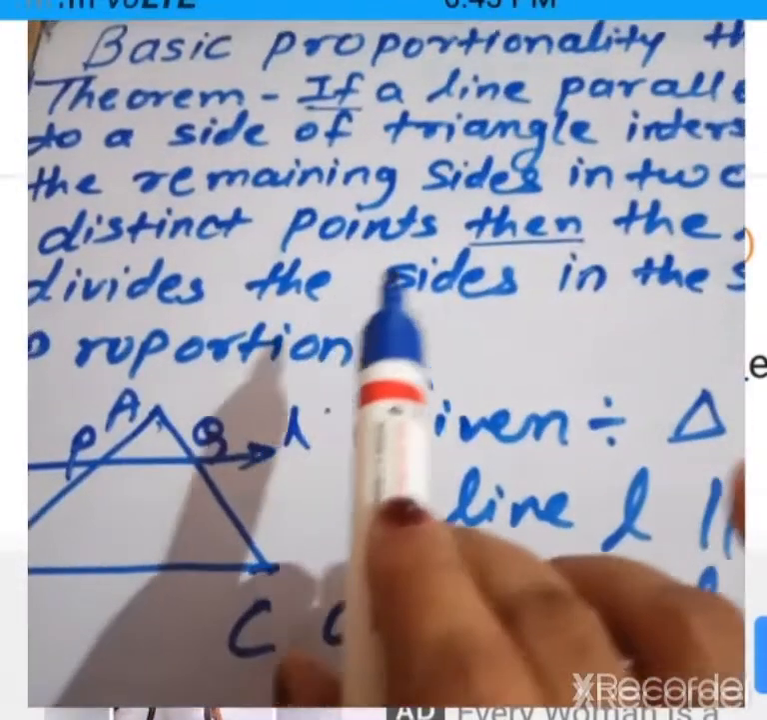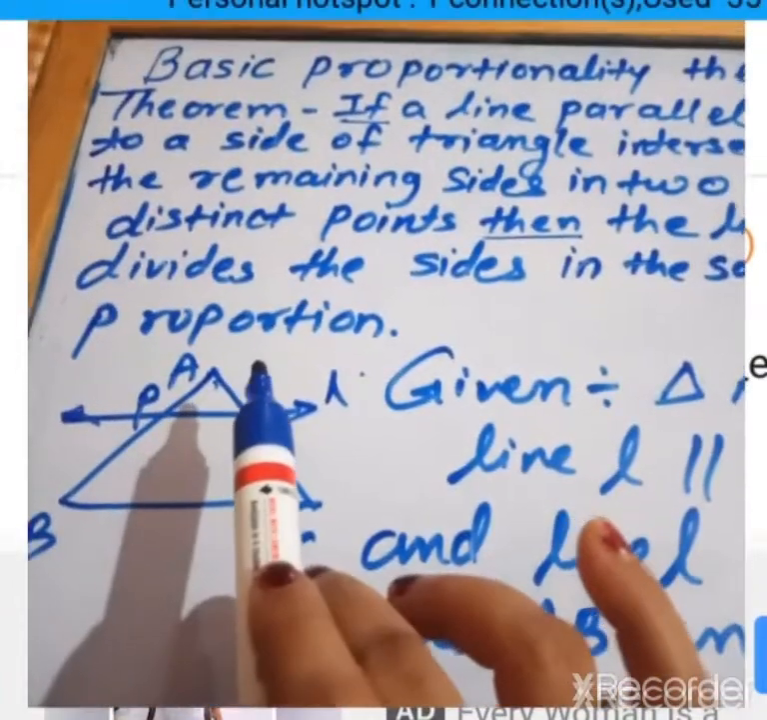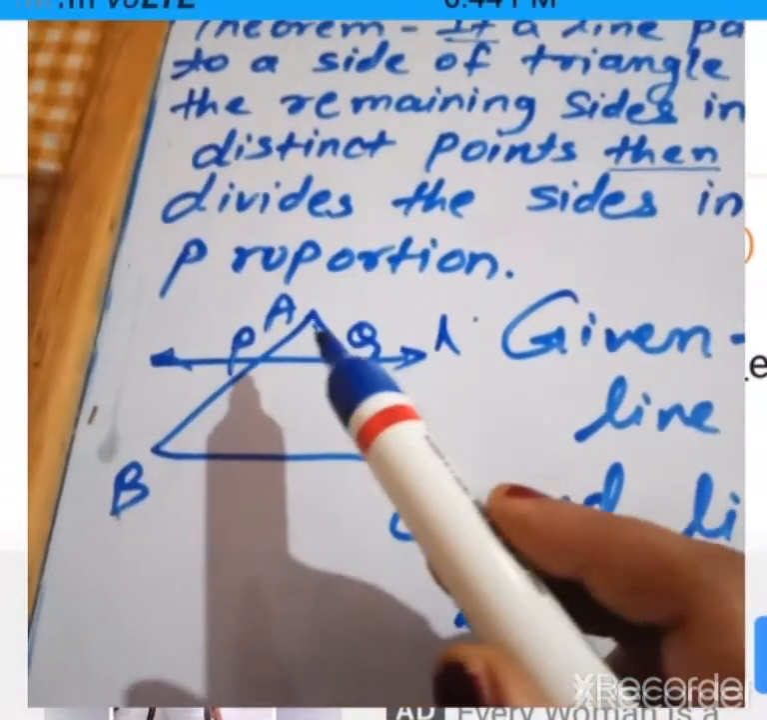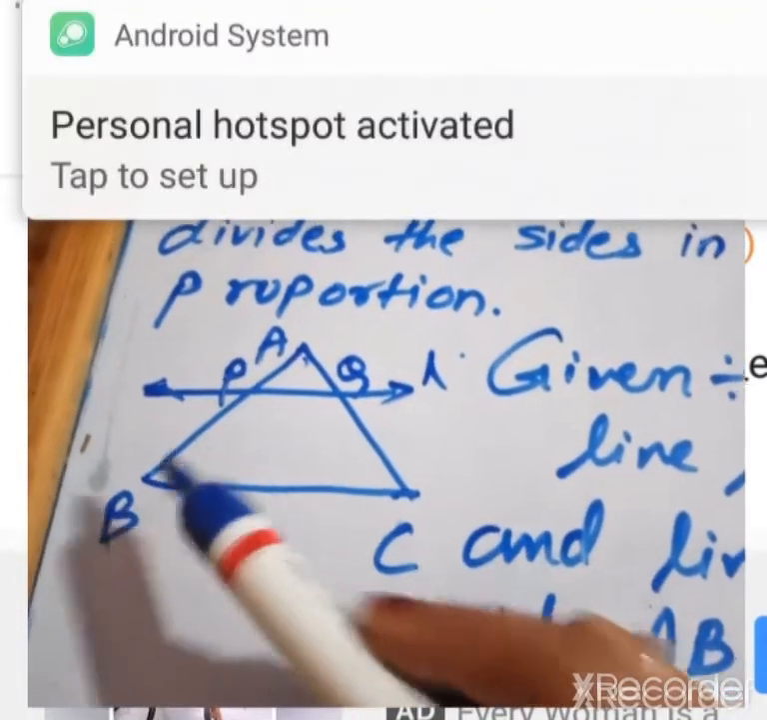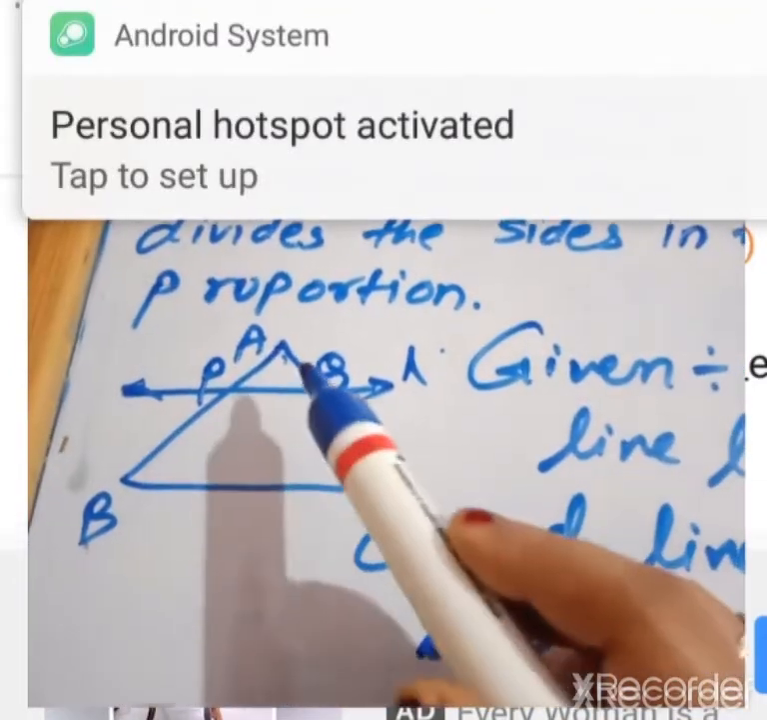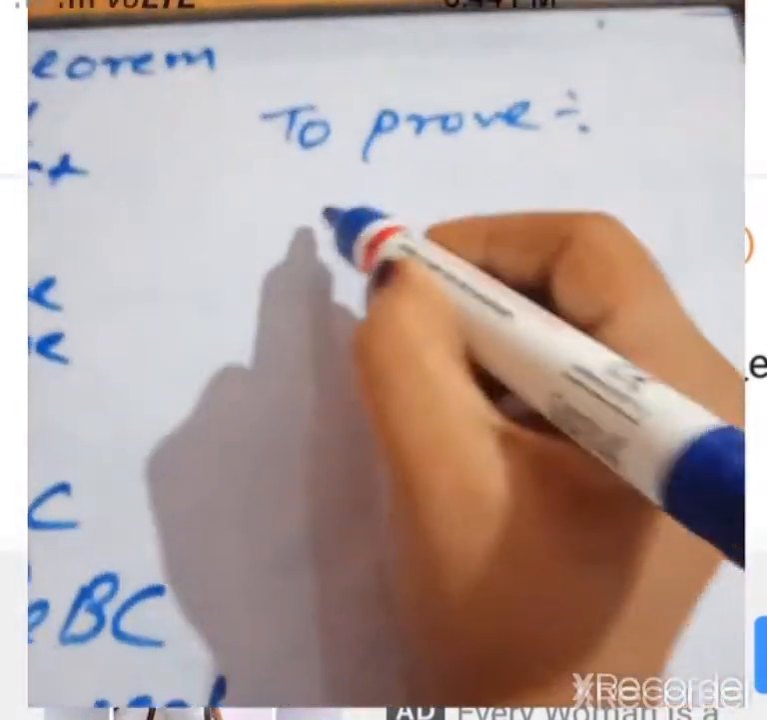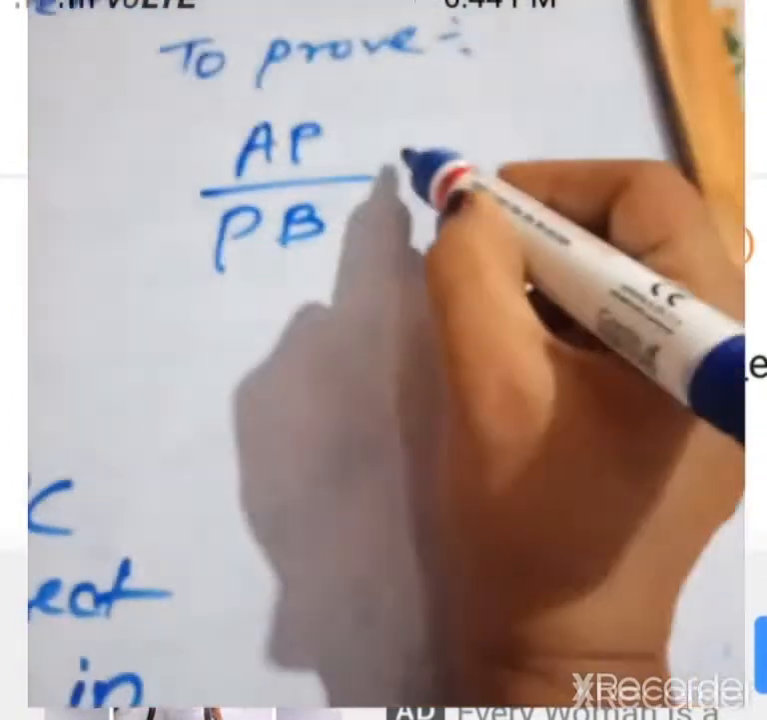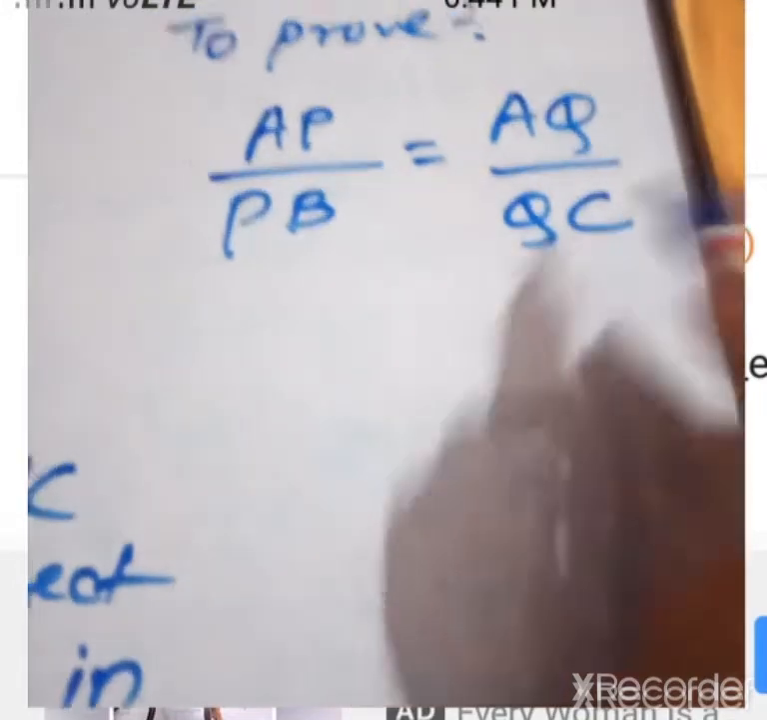Then write to prove. What do we have to prove? The sentence after then. What is the sentence? The line divides the sides in the same proportion. This line divides the sides: side AB is divided in two parts, AP and PB, and side AC is divided in two parts, AQ and QC. Both are in proportion. That is, write AP upon PB is equal to AQ upon QC.